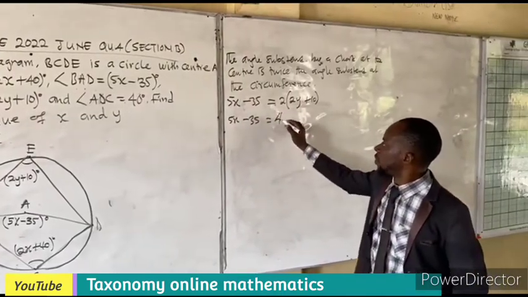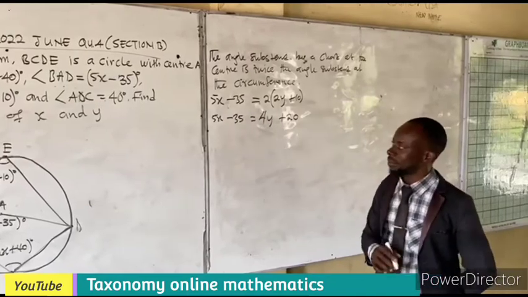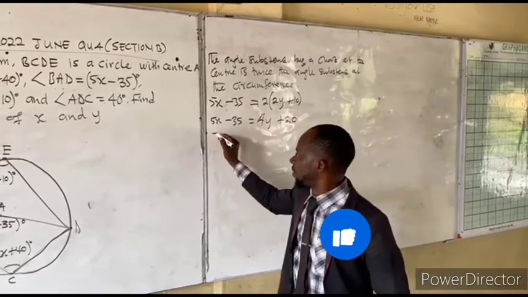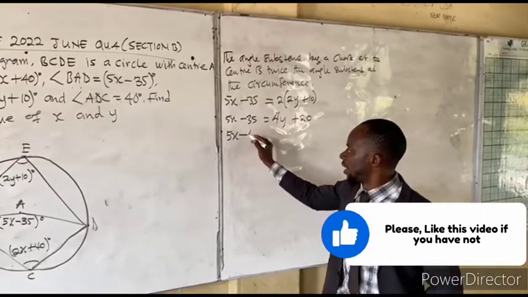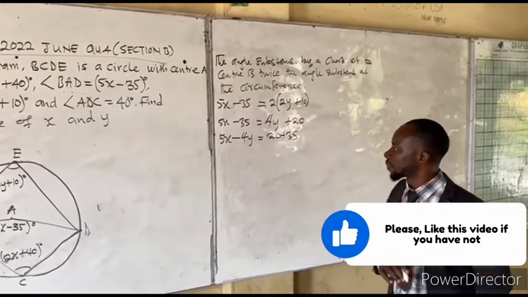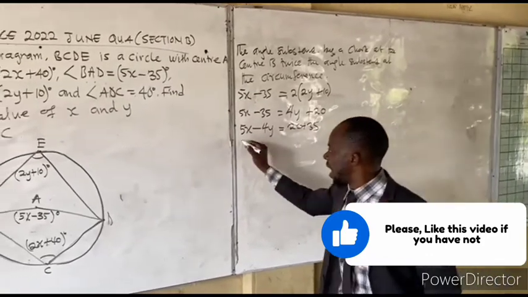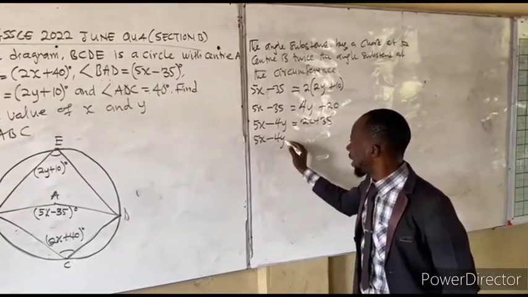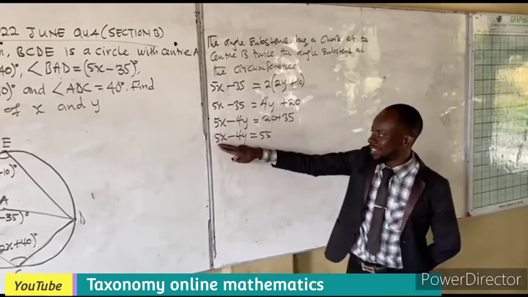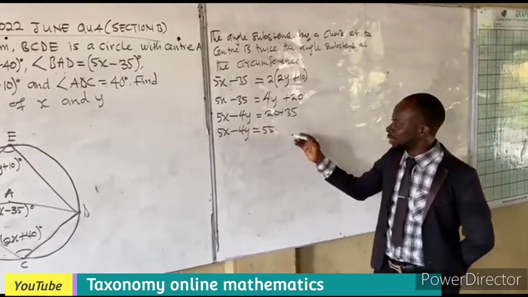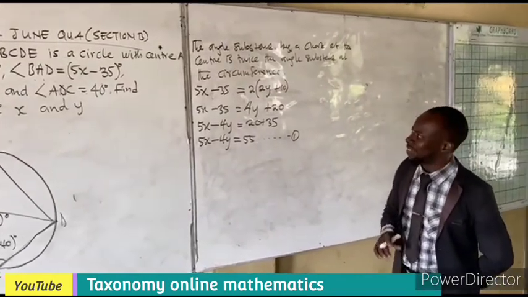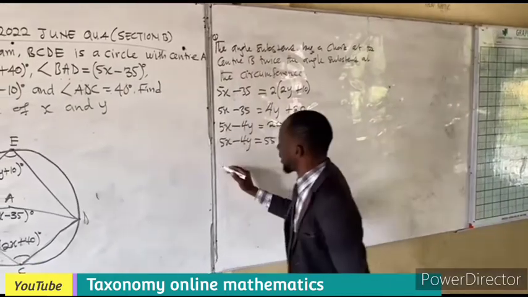This will give us 4y plus 20. I believe these are variables we don't know, so we can group them together to have something like 5x minus 4y equals 20 plus 35. And fast forward, I can have 5x minus 4y equals 55. Nothing can be done because the coefficients of x and y have no common factor. So we can label that as equation 1. Good.